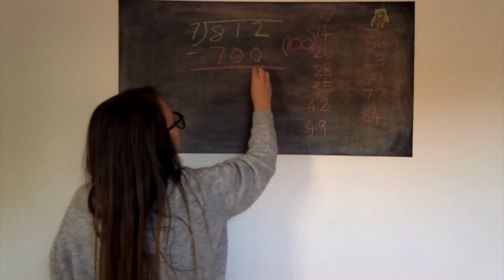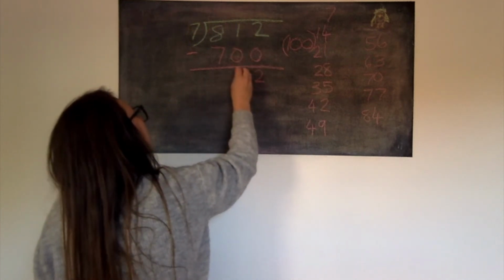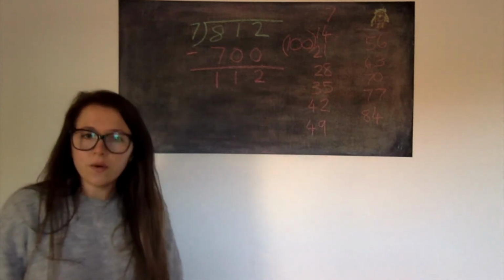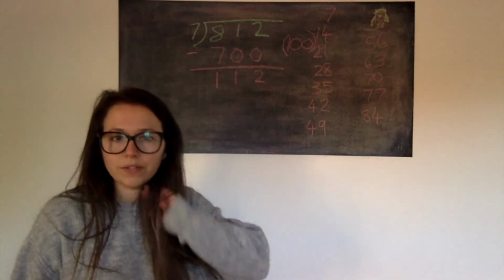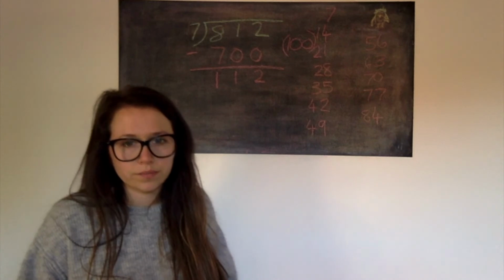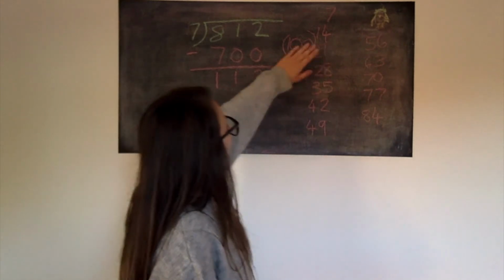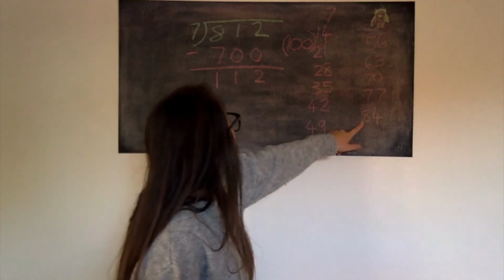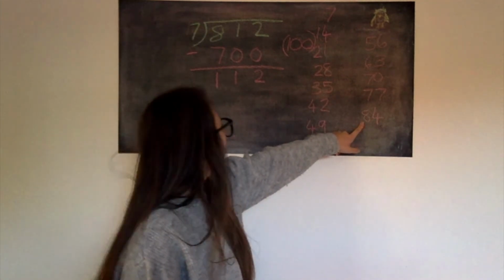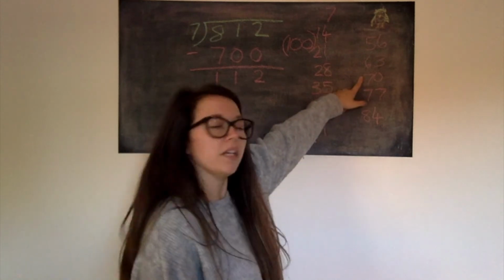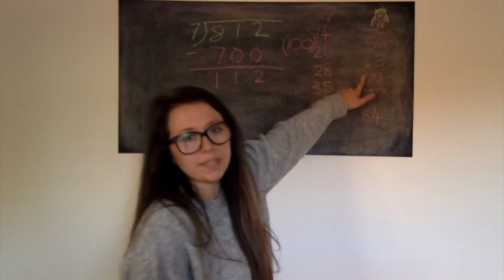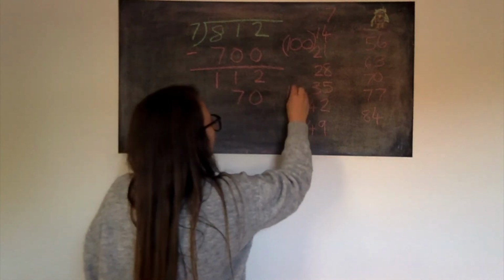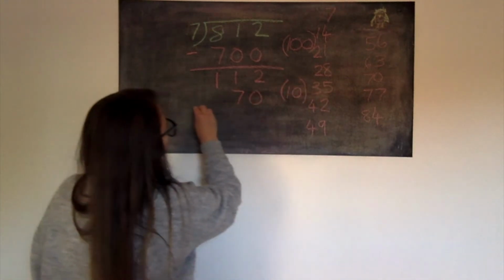Starting from my units, 2 take away 0, 10 take away nothing, 800 take away 700. Now I'm left with 112 and I need to divide that by 7. So I'm looking over here at my multiples. Right, the biggest number I've got is 84, so I could take that away, that's 12 lots. Again, I'm going to make it nice and simple for myself though. I'm going to take away 10 lots, which is 70. So writing 70, here's my 10 lots.